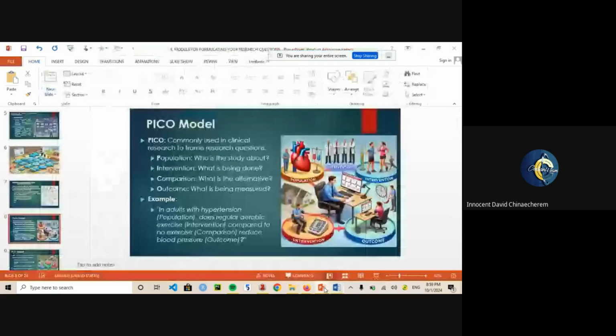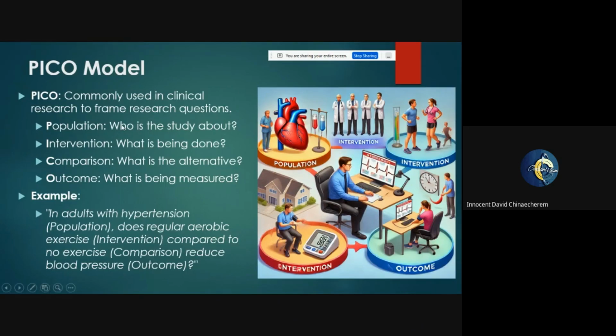So back to the slide. Here we say, who is the study about? Teenagers. What is being done? Malaria vaccine. What is the alternative? Other intervention. What is being measured? Outcome. Lots of them there. So here now we have an example. In adults with hypertension, maybe, does regular aerobic exercise compared to no exercise reduce blood pressure? So that is just an example.